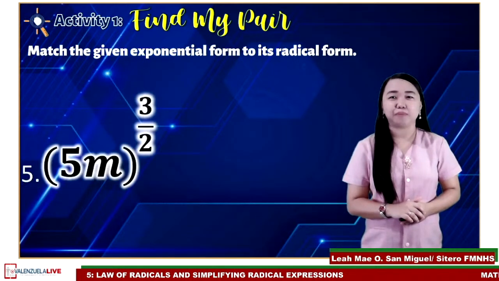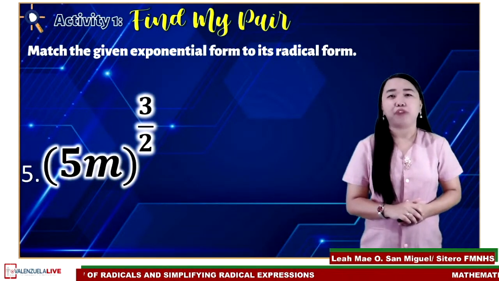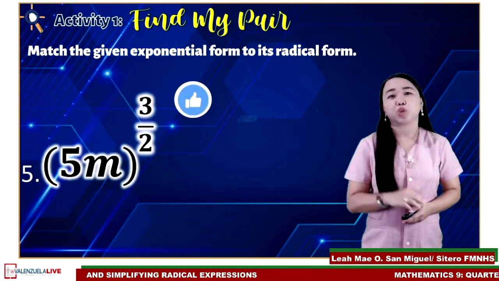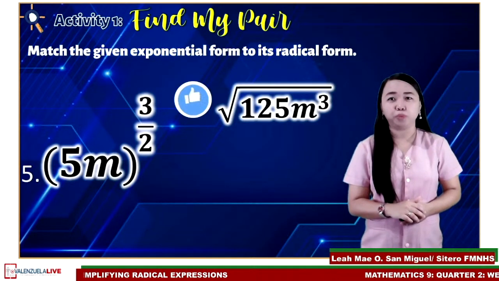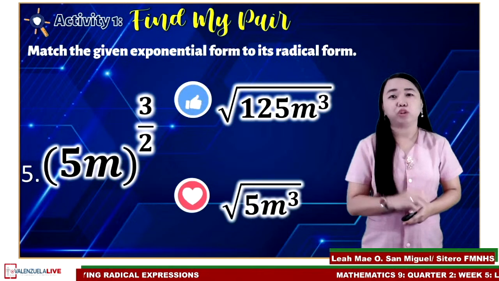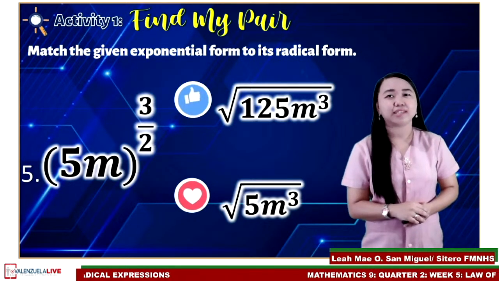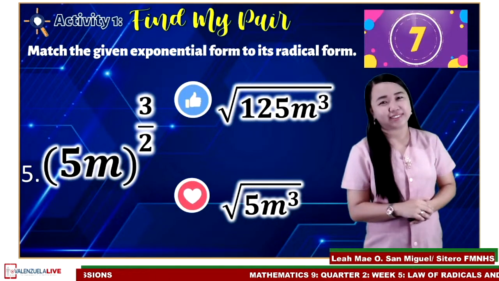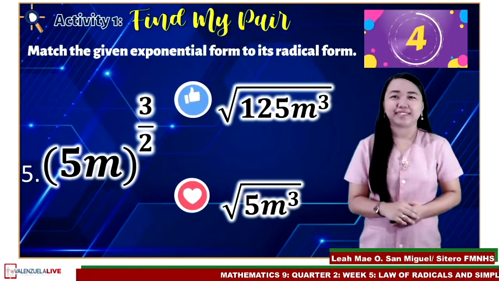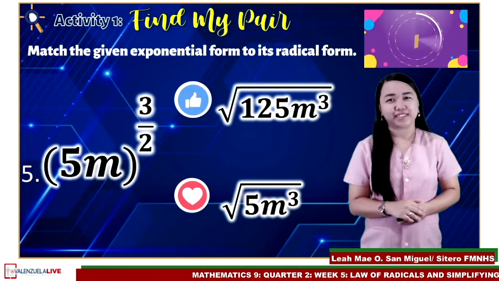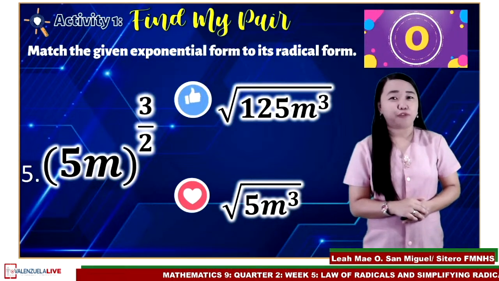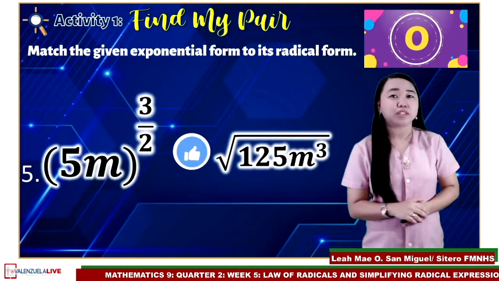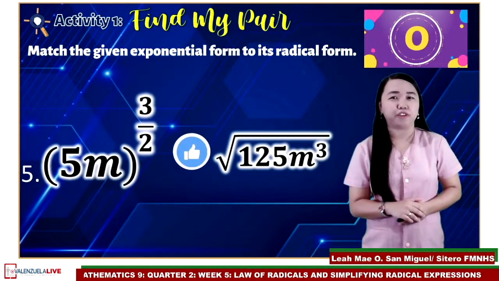The last item is the quantity 5m raised to 3 over 2. Is it like, square root of 125m cubed, or heart, square root of 5m cubed? 10 seconds, go! If you react like, you are correct. It seems that you have done a great job in our previous lesson.